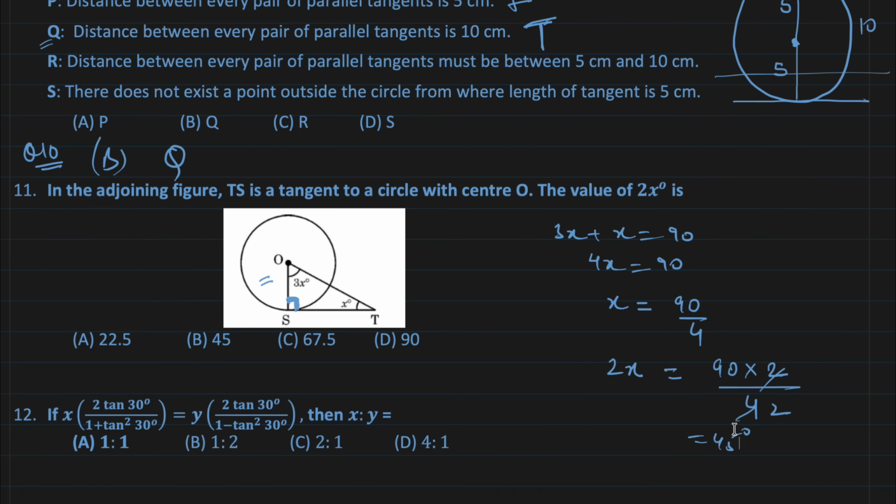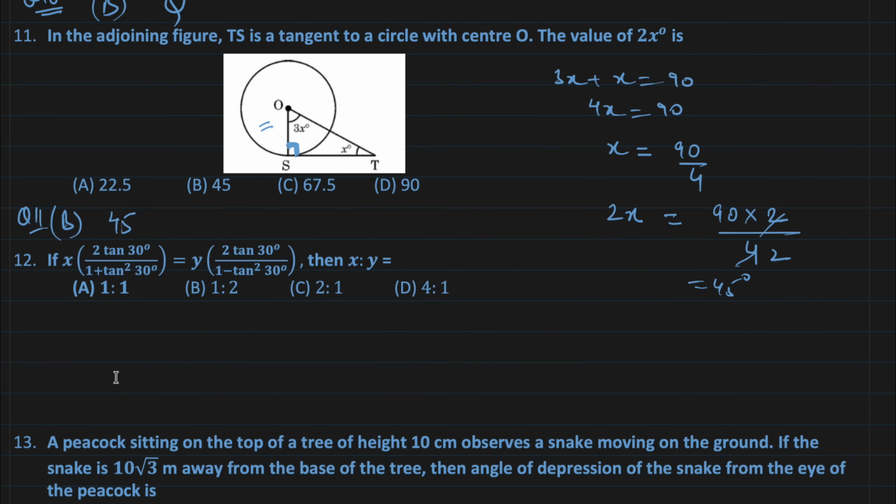So our answer over here is option B, 45, right? So question number 11, option B, 45. Now let's move to the next question, question number 12.